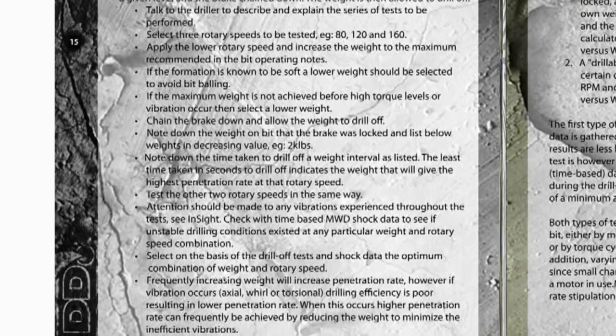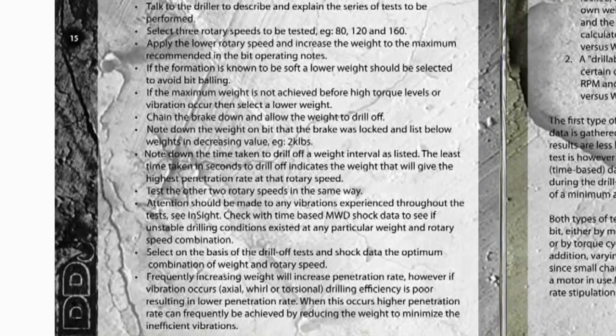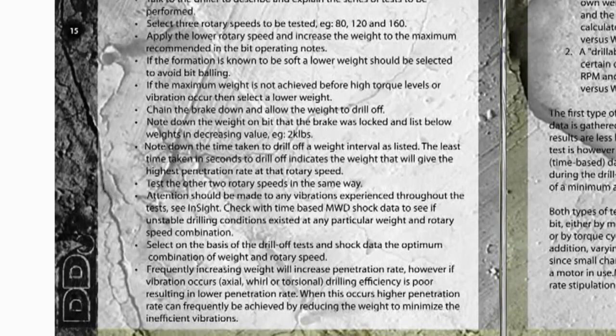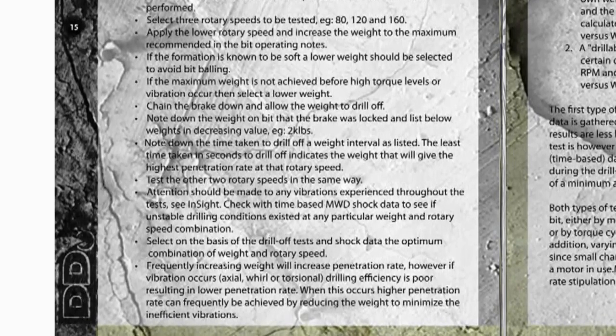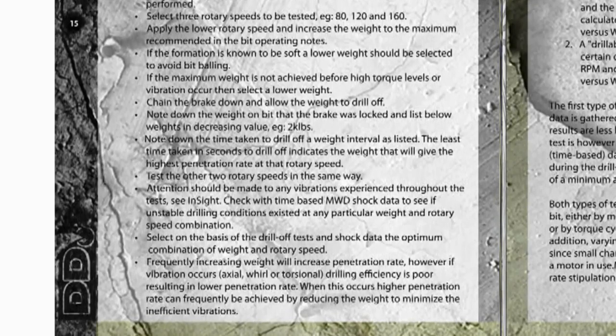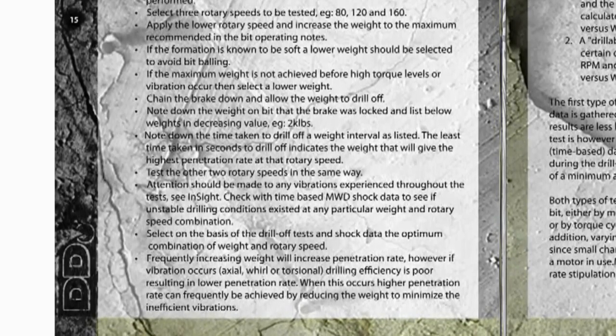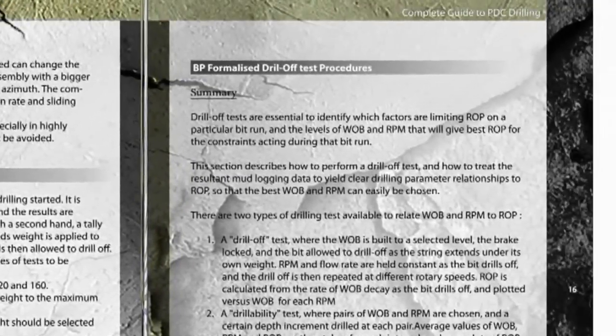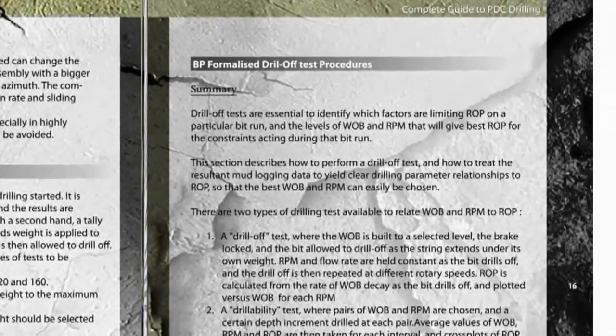However, if vibration occurs, axial, whirl, or torsional, drilling efficiency is poor, resulting in lower penetration rate. When this occurs, higher penetration rate can frequently be achieved by reducing the weight to minimize the inefficient vibrations. BP Formalized Drill-Off Test Procedures.